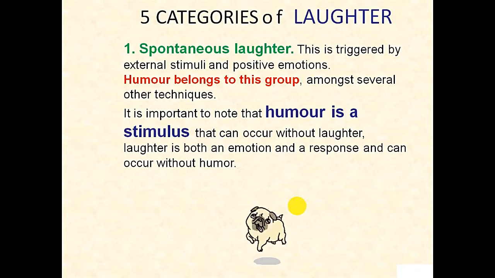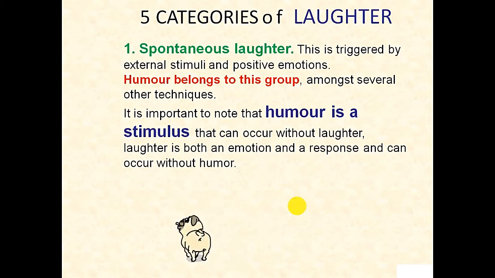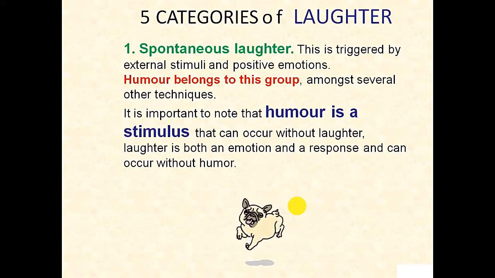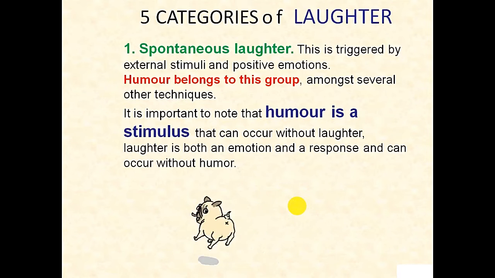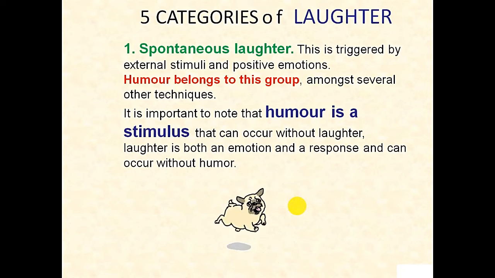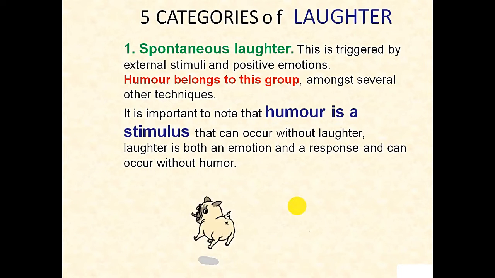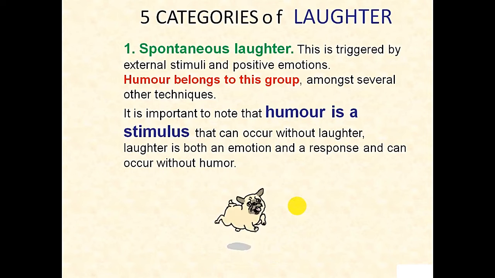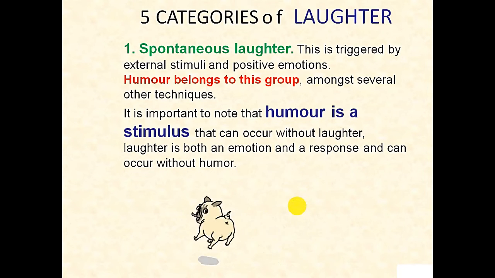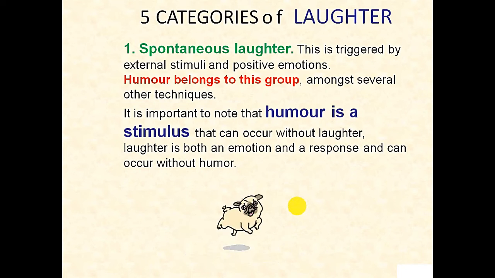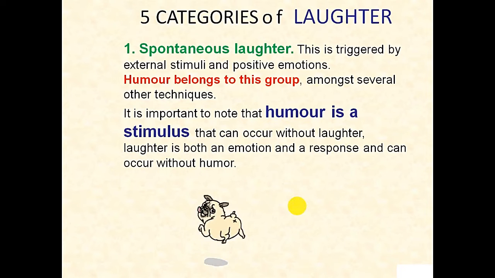Categories of laughter. Spontaneous laughter. This is triggered by external stimuli and positive emotions. Humor belongs to this group. It is important to note that humor is a stimulus that can occur without laughter. Laughter is both an emotion and a response and can occur without humor.